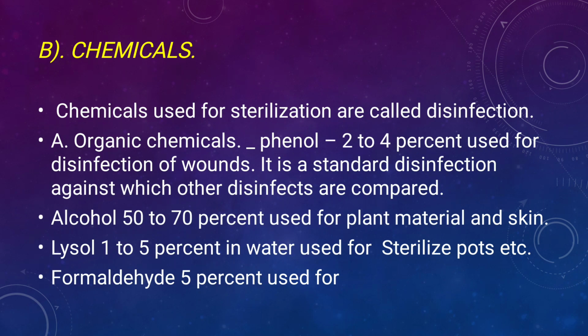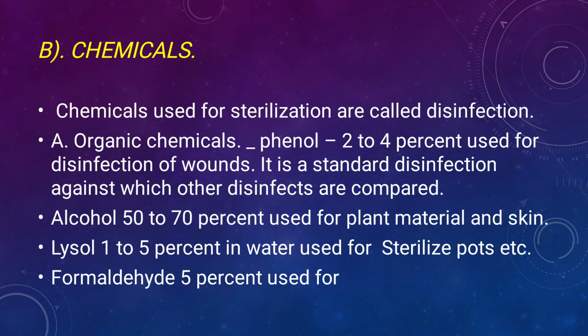Then the last one is chemicals. Different chemicals are also used for sterilization, and these are called disinfecting agents. Both organic and inorganic chemicals are used. In case of organic chemicals, phenol is used at a rate of 2 to 4% for the disinfection of wounds. Alcohol at a rate of 50 to 70% is used for the preservation of different plant material.